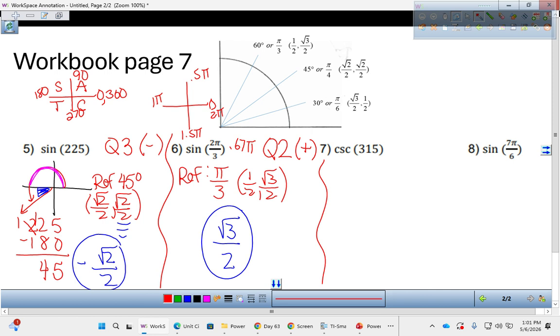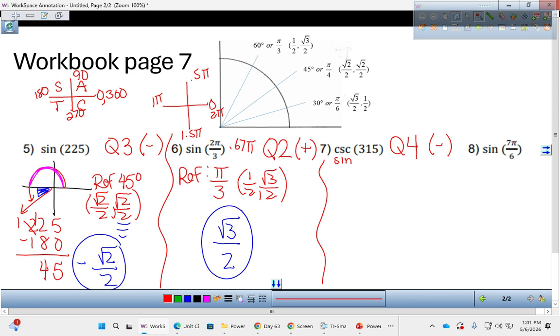Cosecant of 315. Well, let's just start with our quadrant. 315 is somewhere between 270 and 360. So this is going to be in quadrant 4. Cosecant pairs with sine. So really I'm thinking about what do I know about sine in quadrant 4? Well, in quadrant 4, cosine's positive, but sine is negative. So I know my final answer is going to be negative.